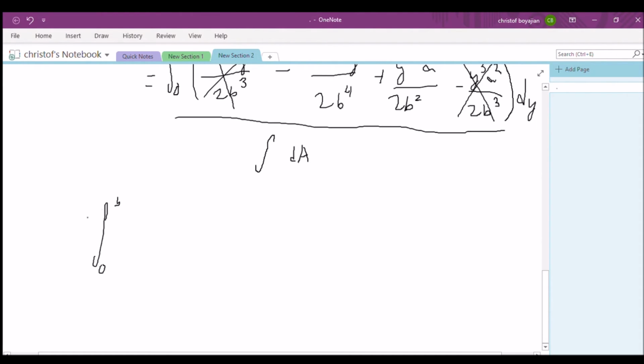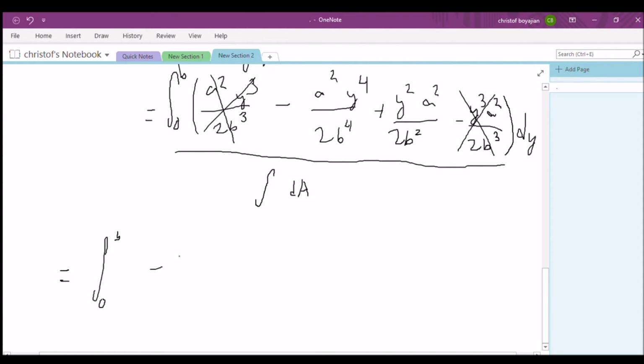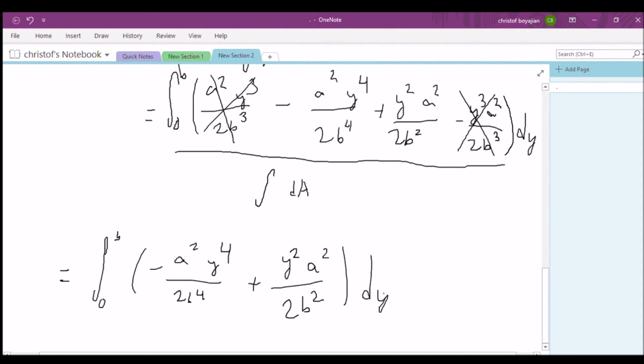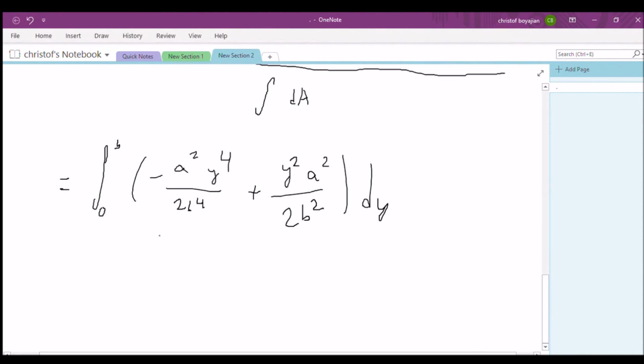We just now simplified our solution. So I'm going to write it down here. I know that was a bad Latin S. So it should be minus a squared y to the fourth over 2b to the fourth plus y squared a squared over 2b squared. Okay, that looks a little better, right? Not entirely better, but a little bit. All right, over the integral of dA. Okay, now let's integrate this top portion right here.